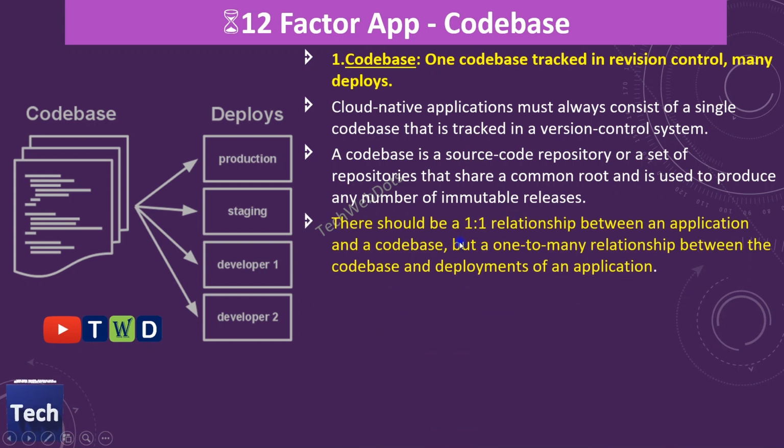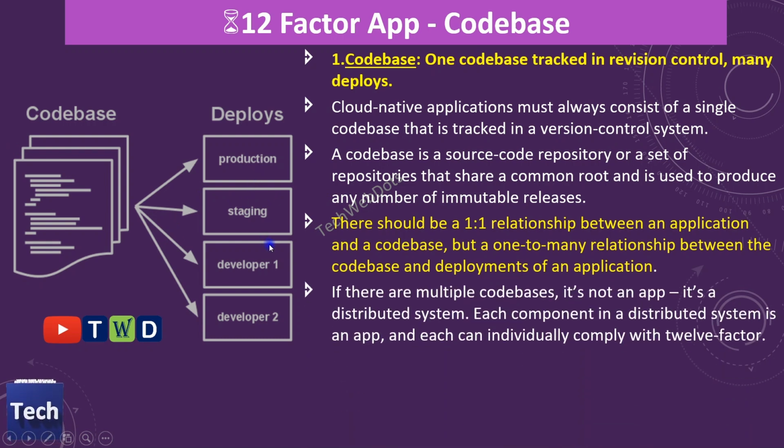There should be a one-to-one relationship between an application and a code base. It means there should be only one code base for one application, but a one-to-many relationship between the code base and deployment of an application. It means on the left hand side we have a code base, on the right hand side we have the deployment environments. And again, if there are multiple code bases, it is not an app then, right?